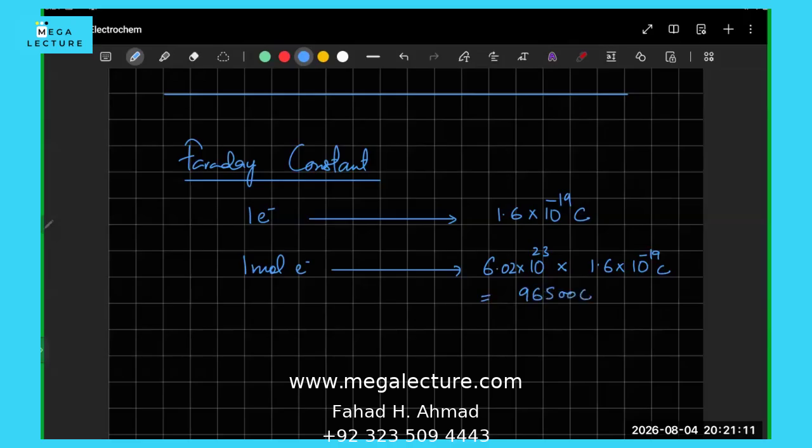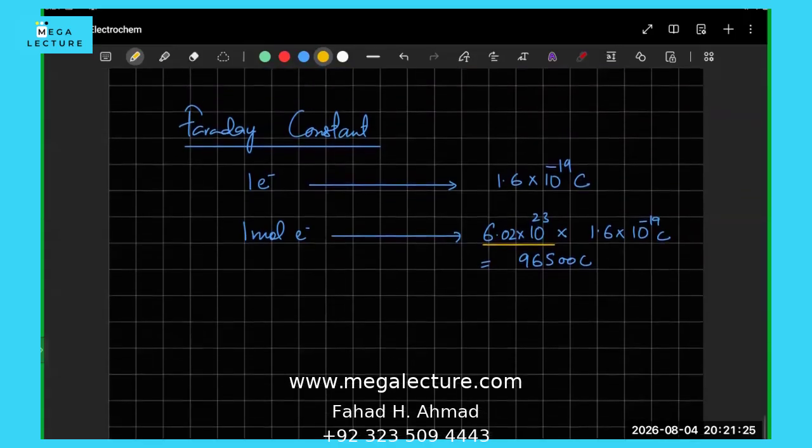Okay. Is this clear? One electron has a charge of 1.6 times 10 power minus 19 coulombs. 1 mole of electrons will have a charge of, उसी को 1 mole को multiply कर लो 1.6 times 10 power minus 19 and you get 96,500 coulombs.